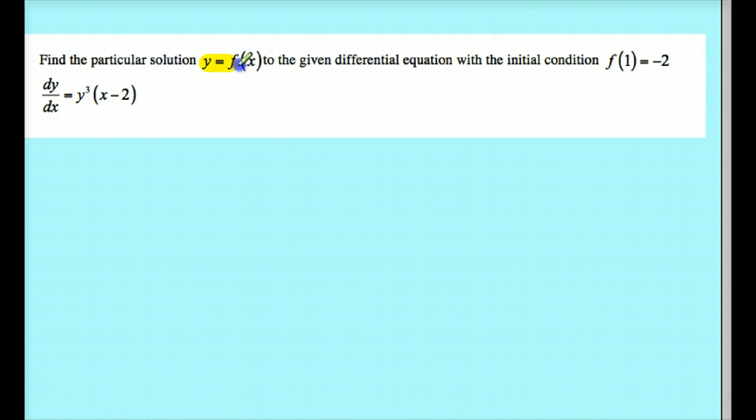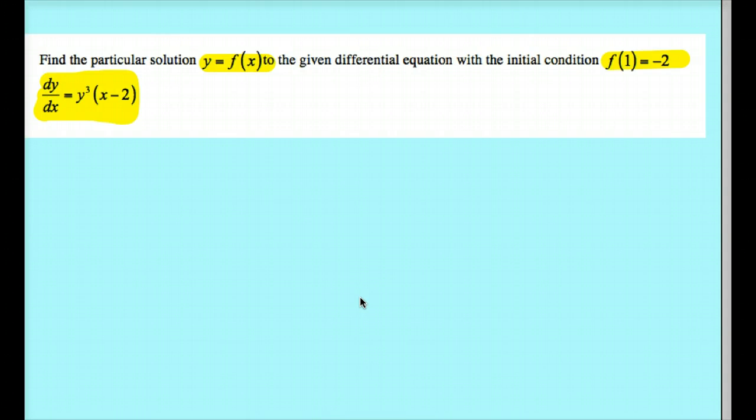It says I need to find a y equals f of x, which means I need an equation where at the end it says y equals blah blah blah with x's in it. This initial condition is going to be important for the ending steps, and I get this derivative right here. So if I have a derivative and I want to get to a y, the one thing we know we need to do is integrate.